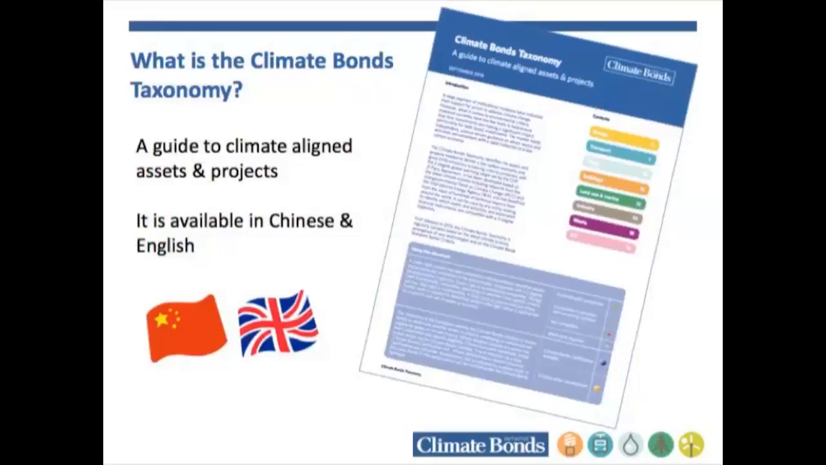So the Climate Bonds Taxonomy is a guide to climate-aligned assets and projects. It really is like a catalogue of the projects and assets that we think can be included in green bond financing and more broadly in climate financing. It's a kind of a list of the projects and assets that we think are needed to be able to transition the economy to limiting global warming to well below 2 degrees.